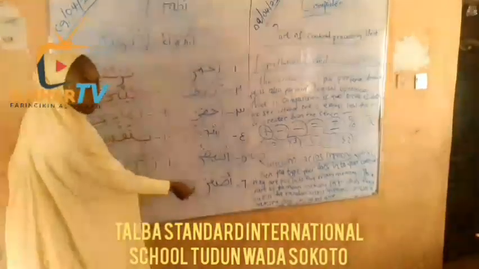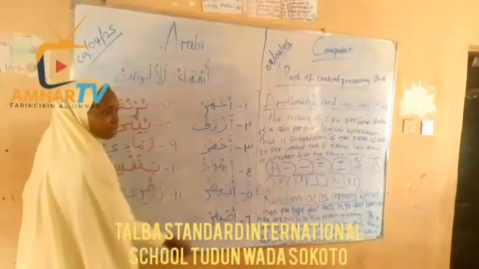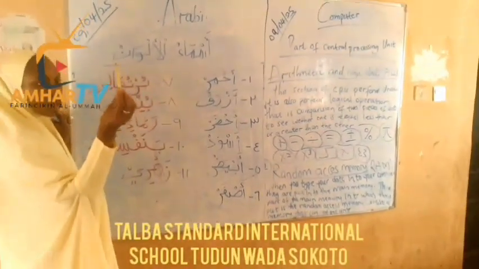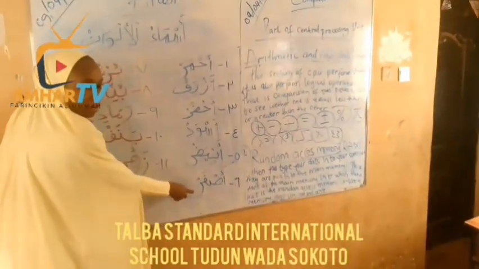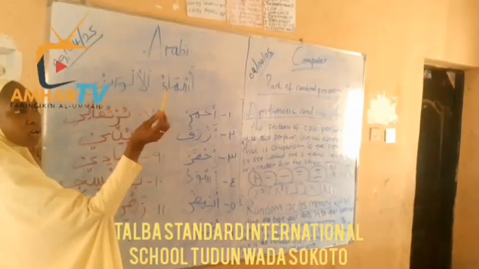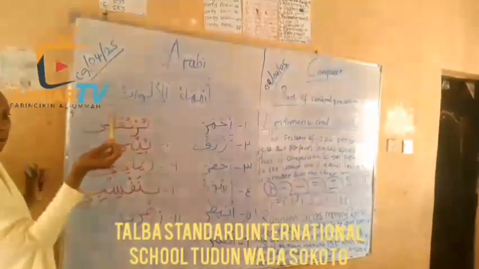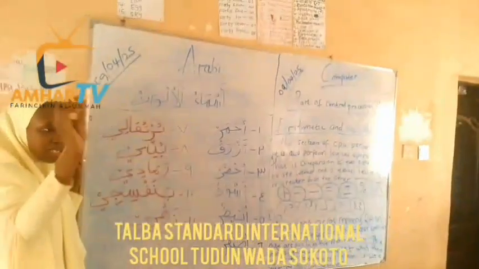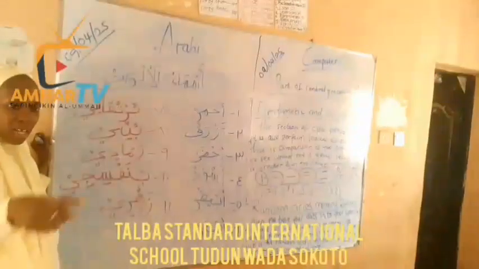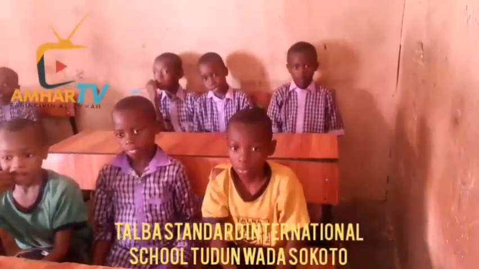Number 6. Asfar. Asfar. Yellow color. This is a yellow color. Yes. Dorowa in Hausa. Yellow color. Dorowa. Who can show me yellow color in this class? My hijab is white, and this is a yellow shade. Look at it. It's yellow. Mustafa is wearing a yellow shirt.